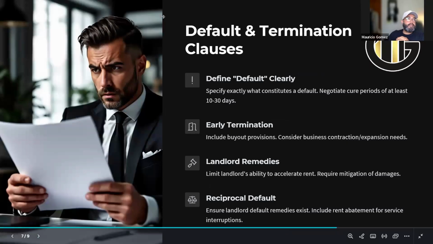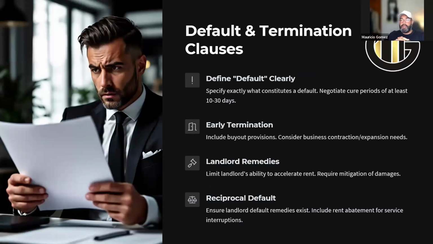Default and termination clauses. Define default clearly. I have seen landlords, and by default, there's a clause in the lease where if the tenant defaults, they have X amount of days to resolve the default before they start the proceedings of getting evicted or taking liens on the property or the equipment. And sometimes landlords try to get very quick with it and say, you have 5 days to fix your default. You have 3 days to fix your default. And that's not enough time to allow your tenant to fix the default to be able to get current and continue on with the lease. So you got to be very clear that you want to specify exactly what constitutes a default.